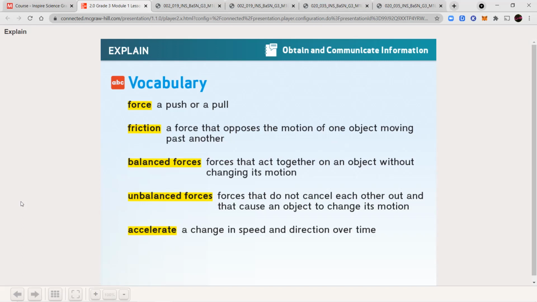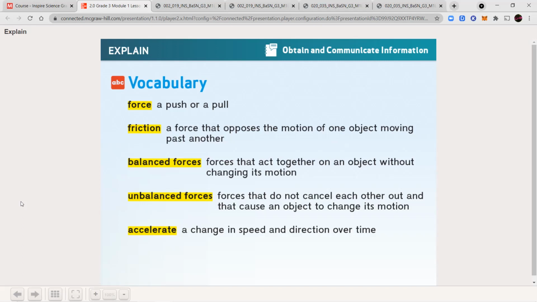This is the same if you're both pushing on an object. If you use the same amount of force, you have balanced forces. So that object, that toy or whatever it is you're working with, is not going to move from that spot. But if there are unbalanced forces, so if someone much stronger is pushing on one side or they're pushing with more force, then that object is going to move.